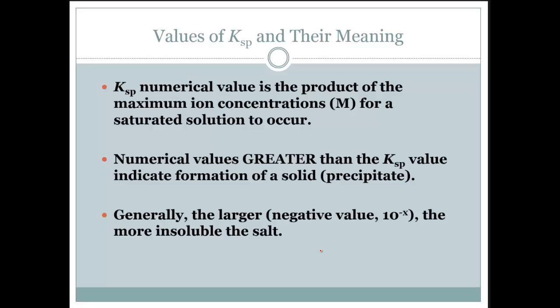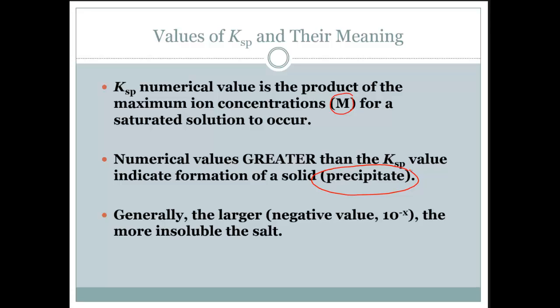KSP numerical value is the product of the maximum ion concentrations in molarity for a saturated solution to occur. Numerical values greater than the KSP value indicate the formation of a solid or precipitate that falls to the bottom or is suspended in solution.